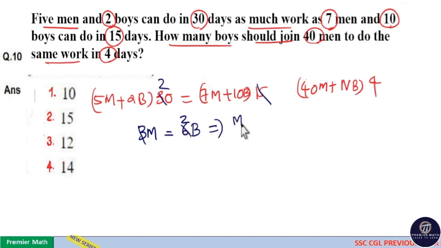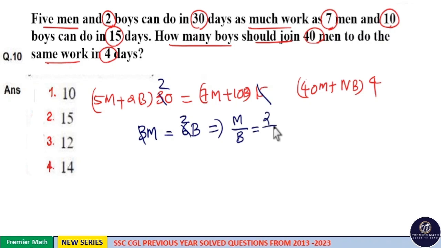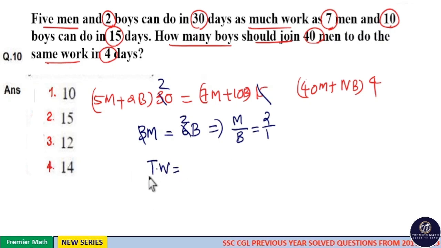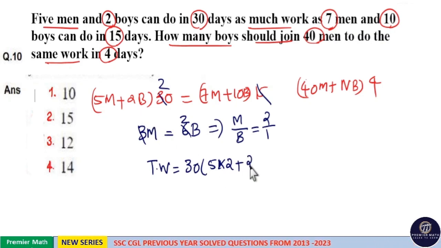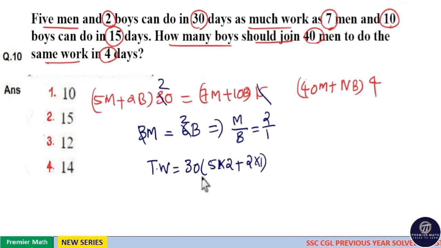That means men by boys efficiency ratio is 2:1. That is, men can complete 2 units of work in a day. Boy can complete 1 unit of work in a day. Now find the total work. Total work here is equal to, for 30 days, 5 men complete 5 into 2 unit of work in a day plus 2 boys complete 2 into 1 unit of work in a day. So this is equal to 5 into 2 is 10, 10 plus 2 is equal to 12. 12 into 30 is 360 unit. So this 360 unit of work is completed by 40 men and n number of boys in 4 days.